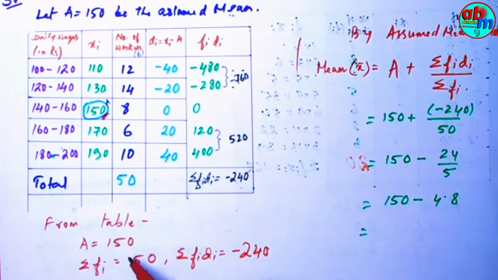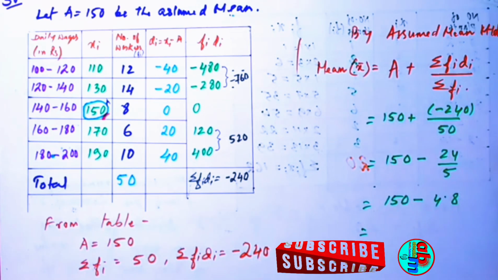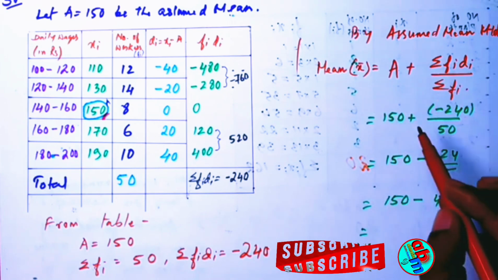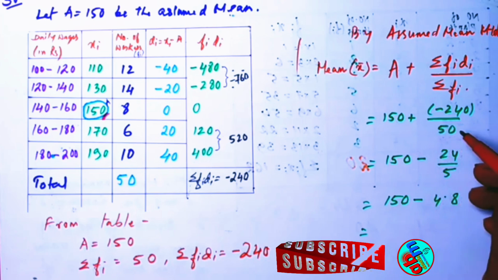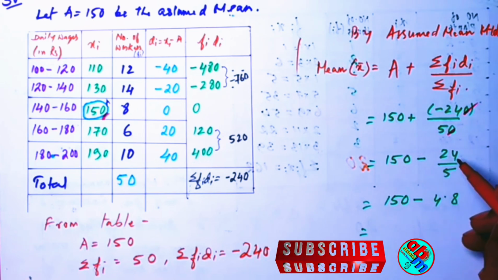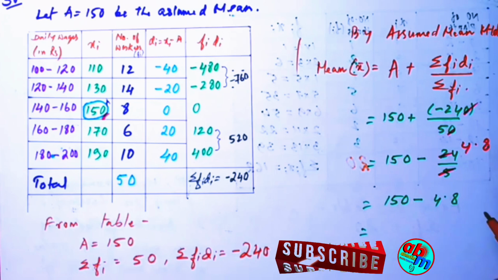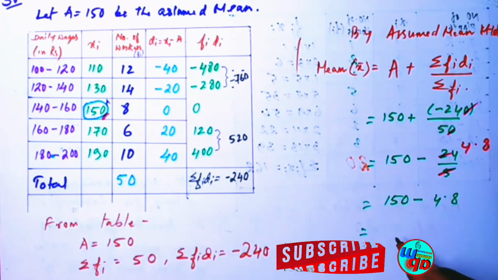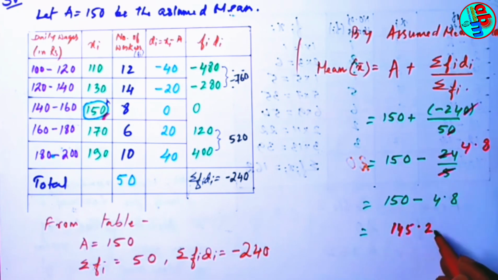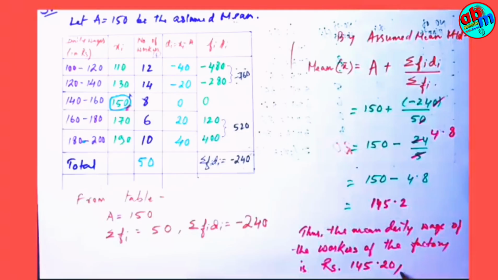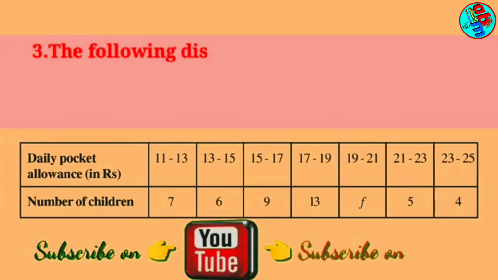So from table we have a equal to 150, summation fi equal to 50, summation fi di equal to minus 240. By assumed mean method we are going to solve it. So we have this formula, a plus summation fi di by summation fi. So we put the values and we cancel this 0, and we have minus 24 by 5. 5 into 4.8 is 24. So 150 minus 4.8 is 145.2. Therefore the mean daily wages of the workers of the factory is rupees 145.20. This is the answer.